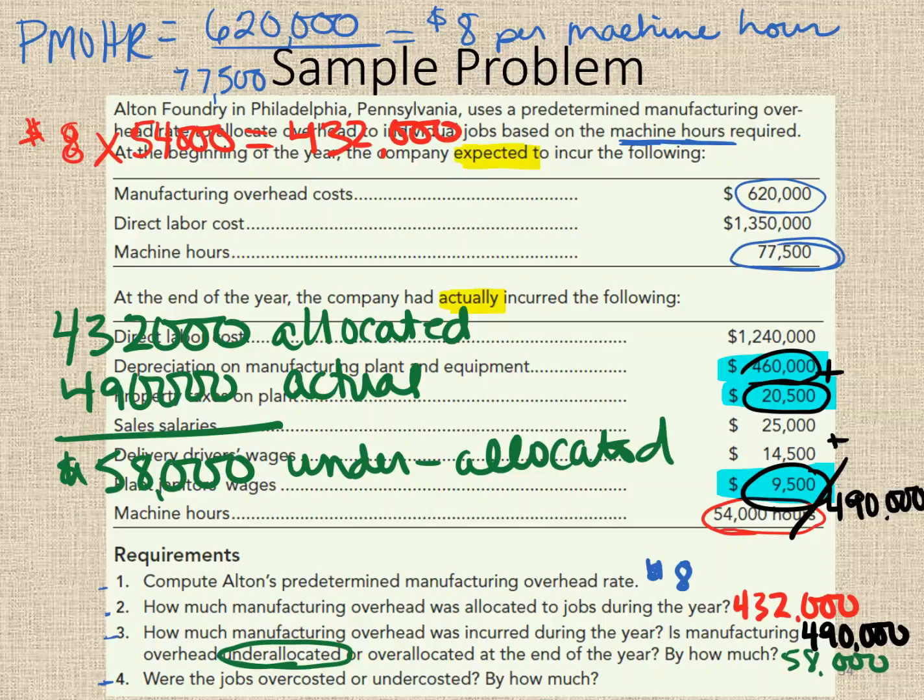And then the question is, were the jobs then overcosted or undercosted? Well, the jobs actually then were undercosted, and the reason is because we only applied 432,000, even though our costs were 490. So each and every job that we allocated to did not have enough cost allocated to it, and in which case that means that our jobs were undercosted. And again, the answer would be by 58,000.